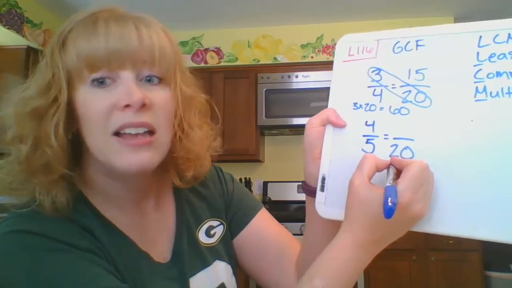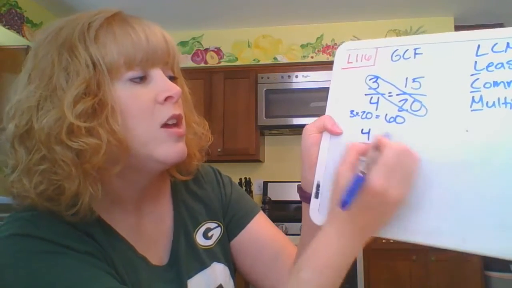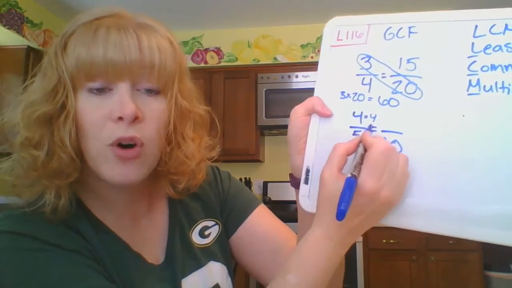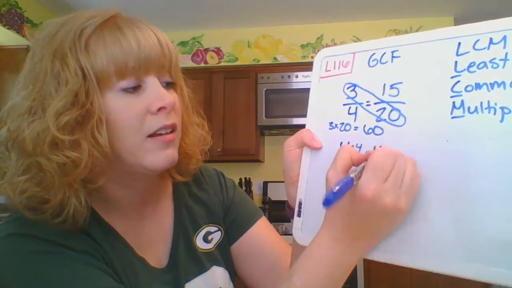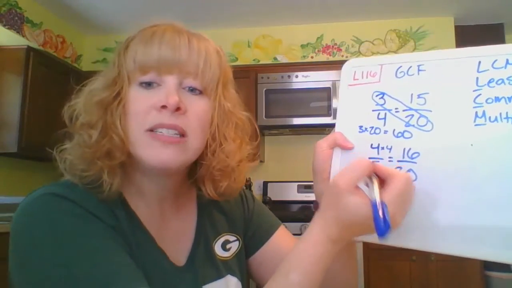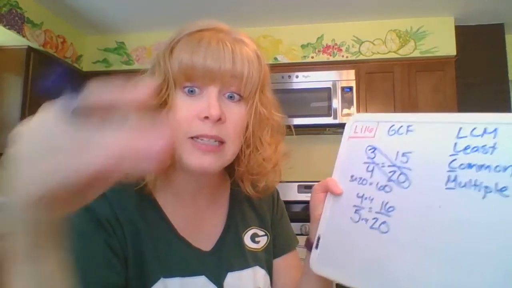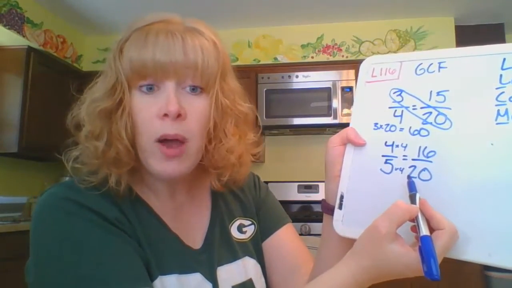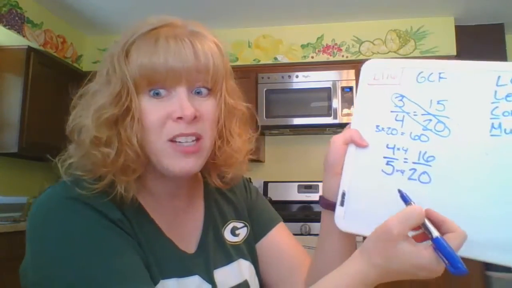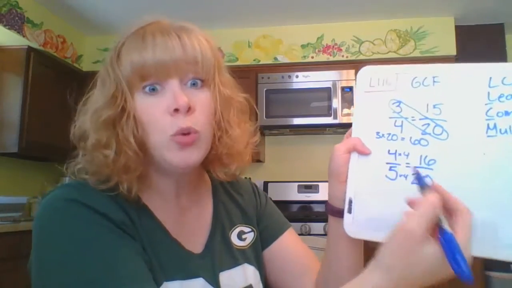So 5, I needed to multiply that by a 4 in order to turn it into a 20. So I'm going to multiply my 4 by a 4 as well. 4 times 4 is 16. 4/5 is equivalent to 16/20. Now, sometimes, depending on how fluent you are with your fact families, this might be quicker if you have your facts memorized than doing the loop method and multiplying and then dividing. It might be easier for you to figure out what that relationship is and just have to multiply. Either way, you will get the same answer.